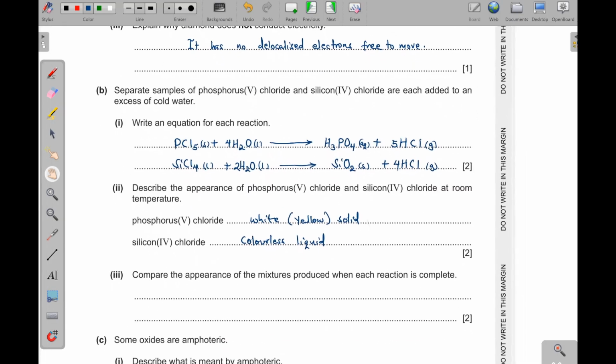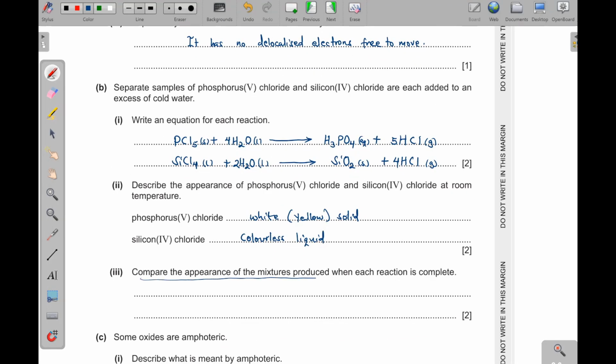Okay, then next, Roman 3, compare the appearance of the mixtures produced when each reaction is complete. When each reaction is complete, here we are seeing a solid. You see this one here? So there is going to be a white suspension, just like you see porridge. For porridge, if you get, let's say, maize flour and then you mix it in water, what you get is a suspension, because this one is not soluble. Okay, something like that. So we are going to see a suspension. Okay, and then here we are getting a clear solution, because this one is an acid, mineral acid, which is soluble. So this is a clear solution, but here there is a white suspension.